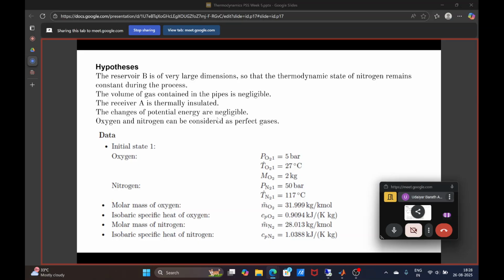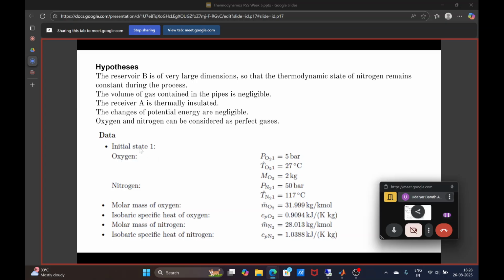So the volume of gas contained in the pipe is negligible, and the reservoir A is thermally insulated, so there is no heat transfer, and the change of potential energy is negligible. And what we assume is oxygen and nitrogen are considered as perfect gases. So perfect gases, we assume that your Cp and Cv value doesn't change with respect to temperature and so on.